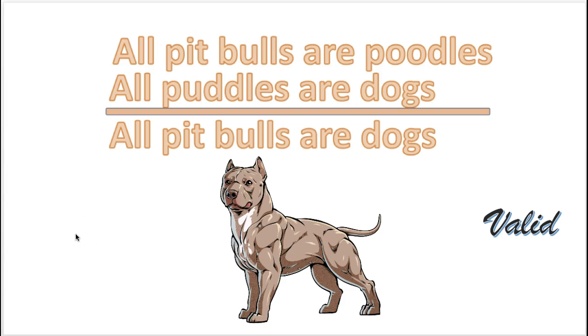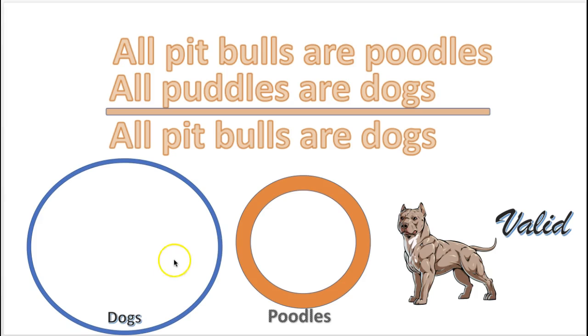Okay, here's another example of a valid deductive argument. Listen to this argument. All pit bulls are poodles. All poodles are dogs. Therefore, all pit bulls are dogs. Now in this argument, you'll notice the premise is not true. All pit bulls are not poodles, but the premises do support the conclusion. Now what do I mean by that? Look at this. We've got three things here: pit bulls, poodles, and dogs.